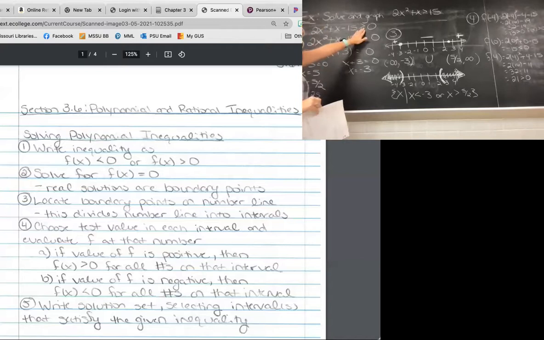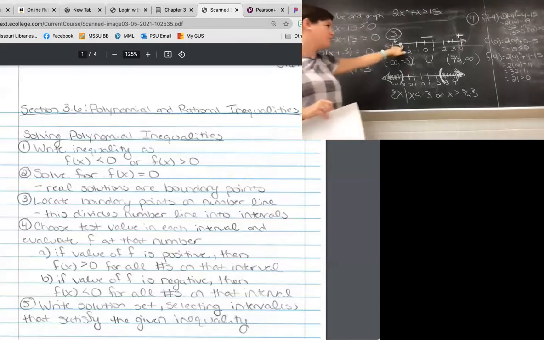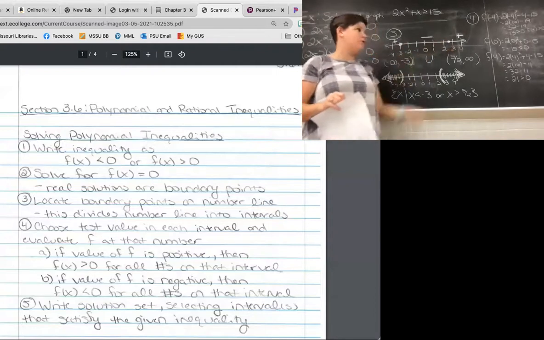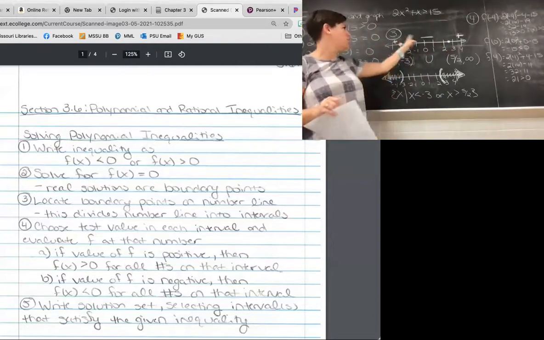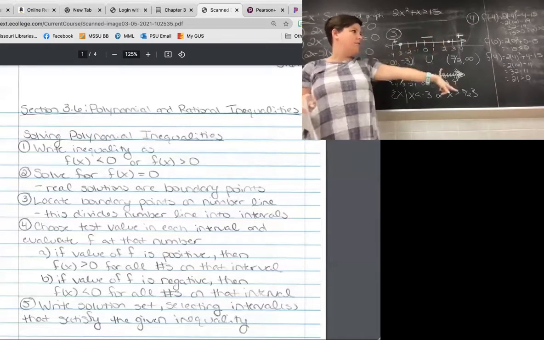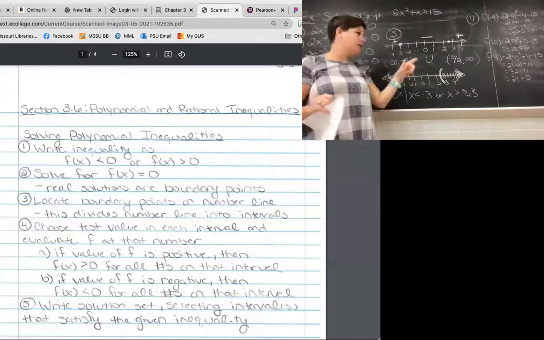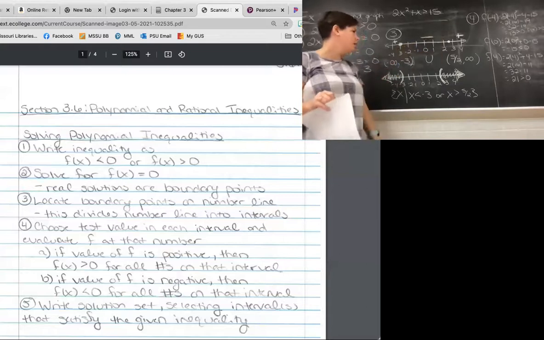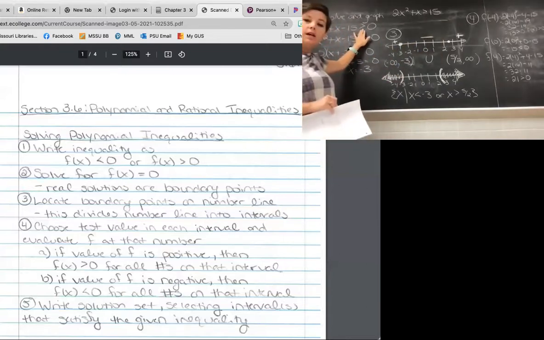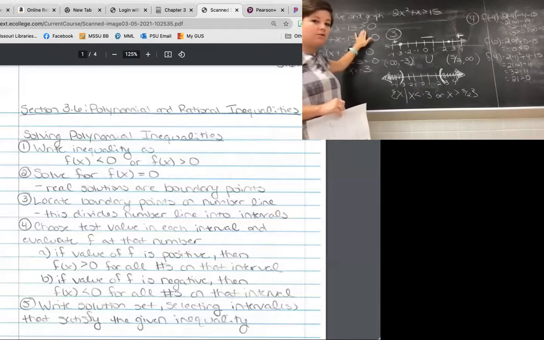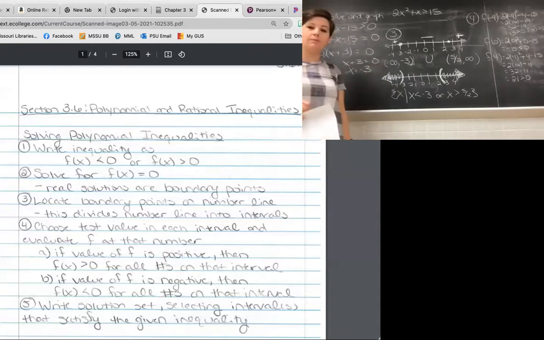So you have to get everything on one side and have 0 on the other. Then you're going to solve like you would a regular equation to find your boundary points. You're going to graph those boundary points. You're going to pick a point from each section and find the solution, see if it's greater than or less than, mark it with a positive or negative, and then go back to your original and see if you needed the positive sections or the negative section to be the solution. Write that in interval notation, and you can also graph it.